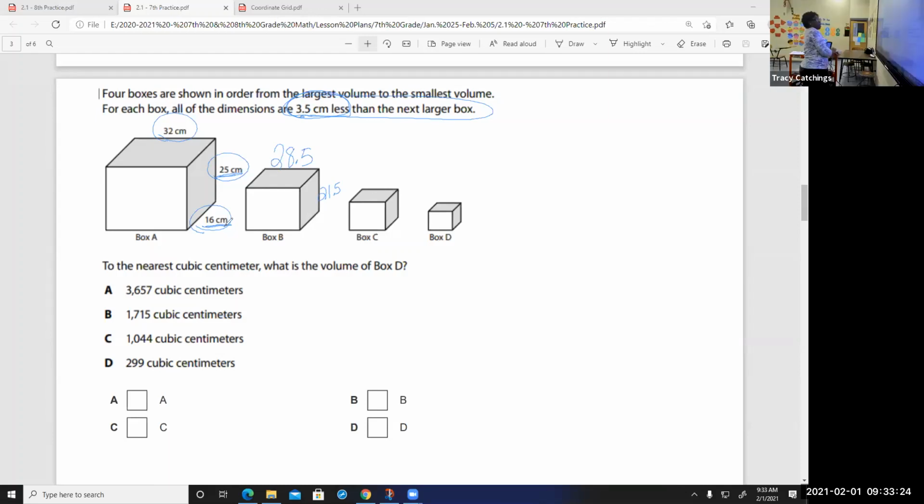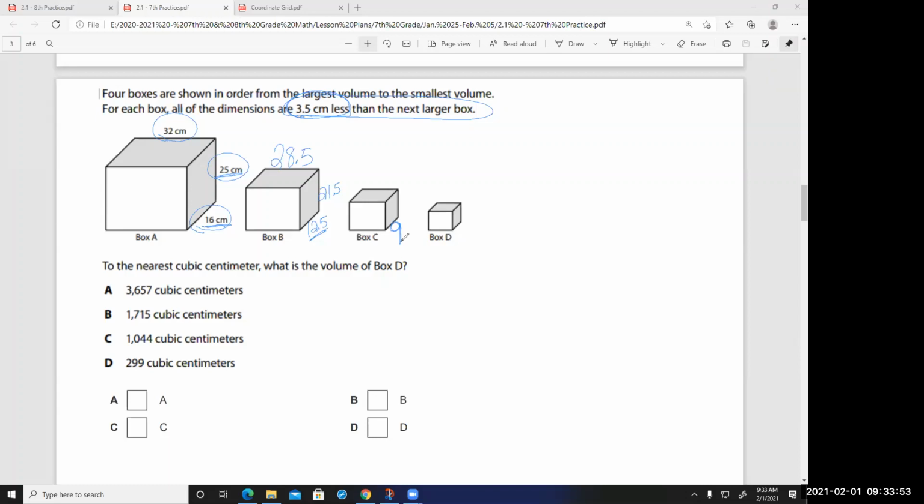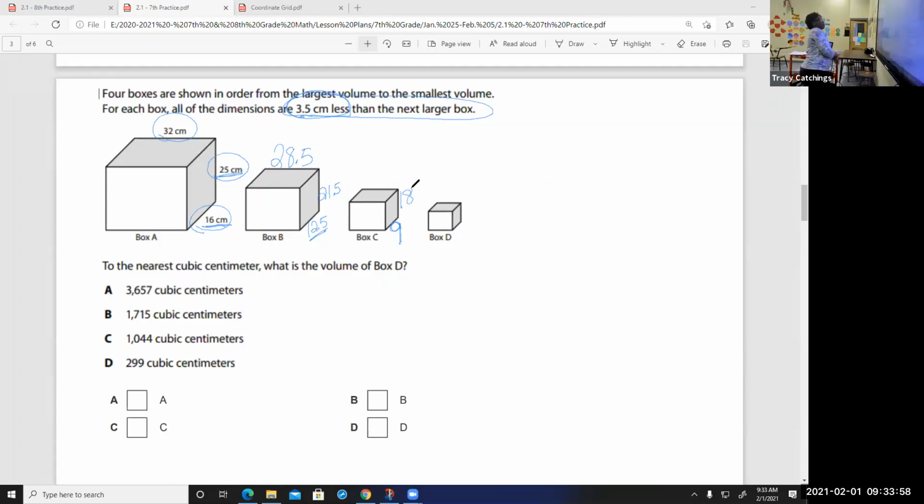16 minus 3.5 is 12.5. Let's go again. 12.5 minus 3.5 is 9. 21.5 minus 3.5 is 18. 28.5 minus 3.5 is 25.